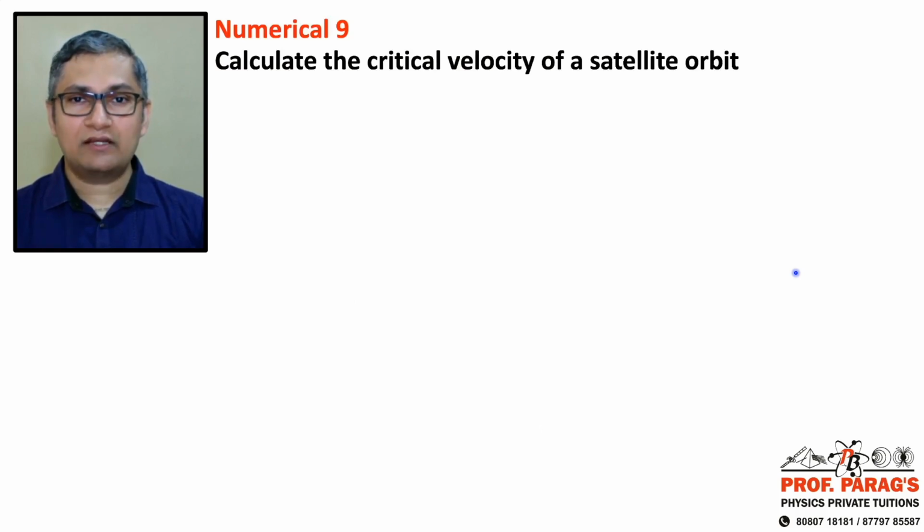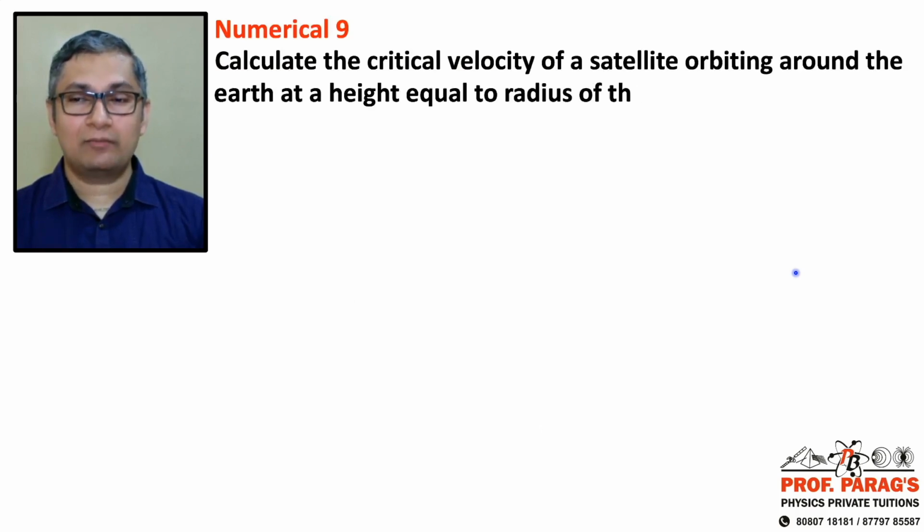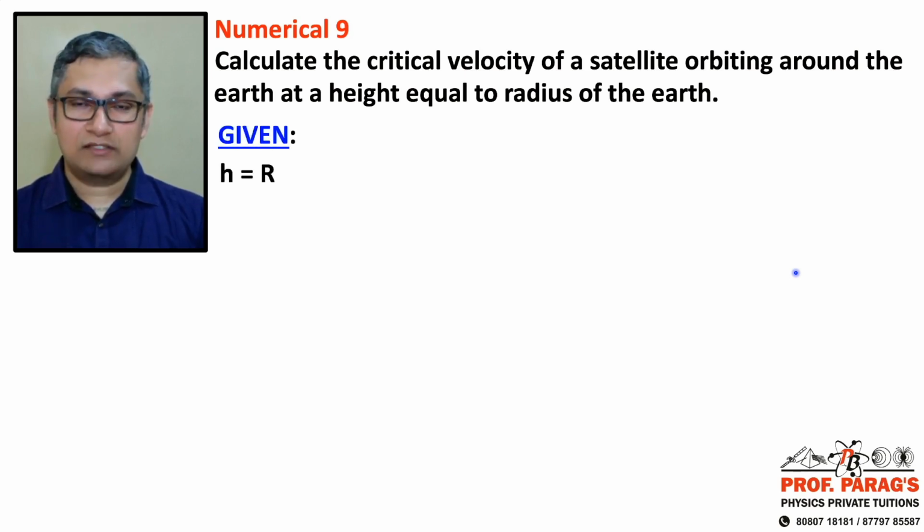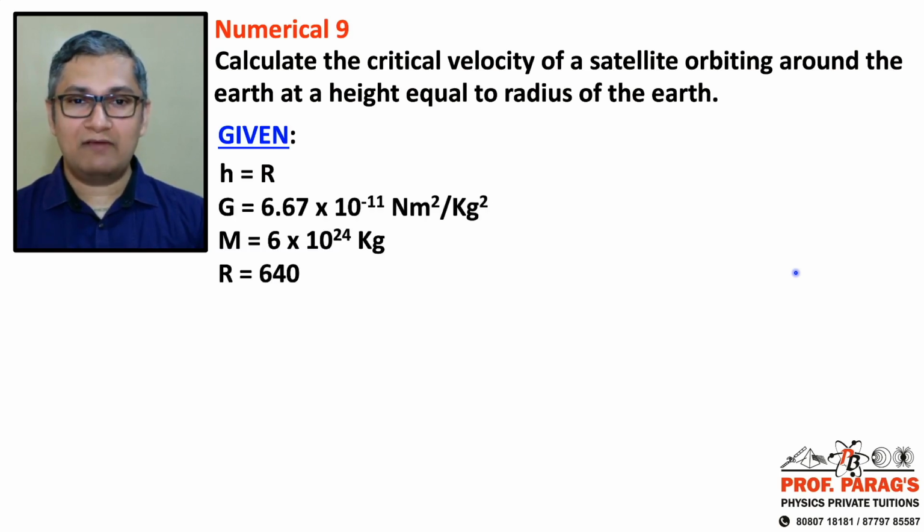Alright, so last question for today, number 9. Calculate the critical velocity of a satellite orbiting around the earth. Okay, so we have to find out VC at a height equal to the radius of the earth. So you can understand this is nothing but the same information, the same satellite as the previous sum. Right? The height is equal to the radius, H is equal to R. Alright, so H is R. This was the answer for the previous sum, and now we have to calculate the value of VC, critical velocity.